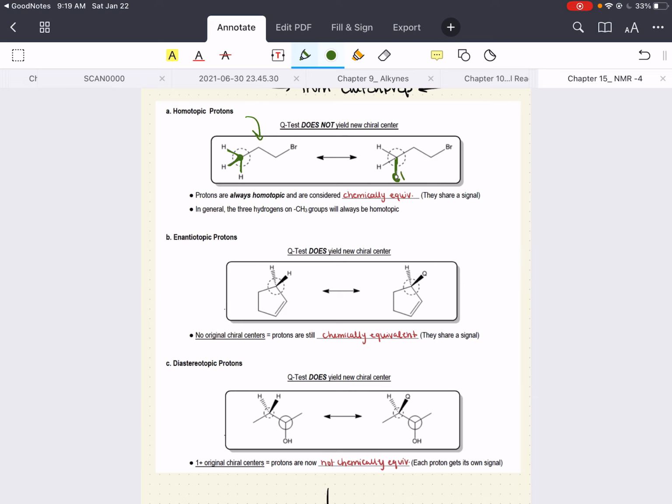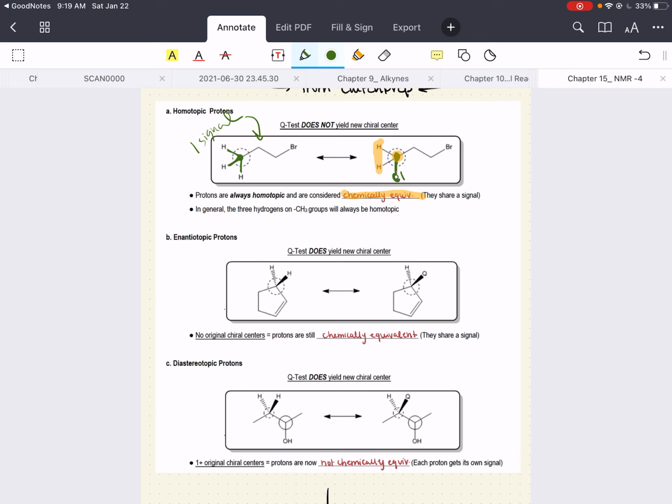Cool, we did that. Now, is this a new chiral center now that we've done this? No, because there's not 4 different groups attached to this carbon. We have 2 hydrogens here. We're not forming a new chiral center, and there are no other chiral centers in this molecule anyway. So if that's the case, then these protons are homotopic and they're chemically equivalent. That means all 3 of these hydrogens will give off just one signal.